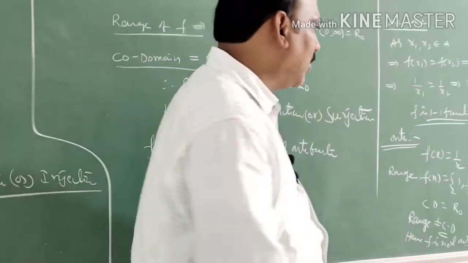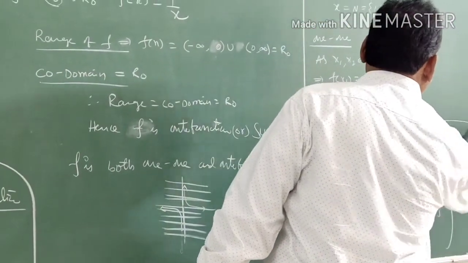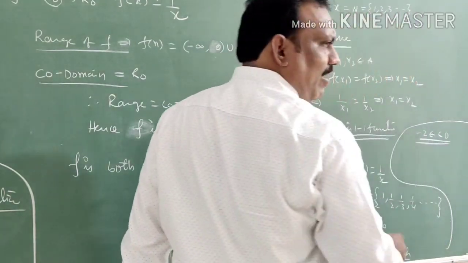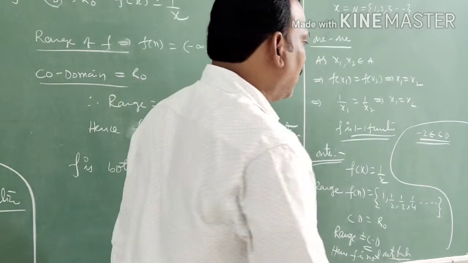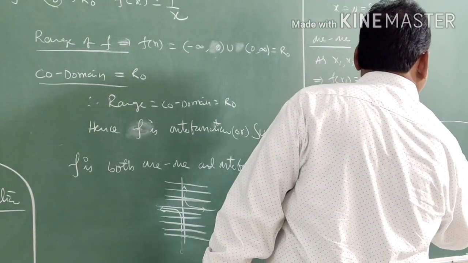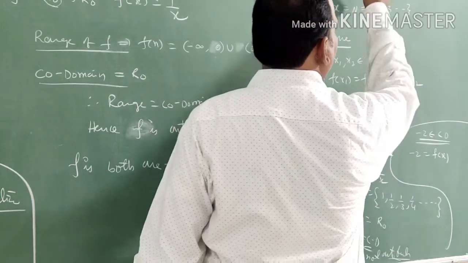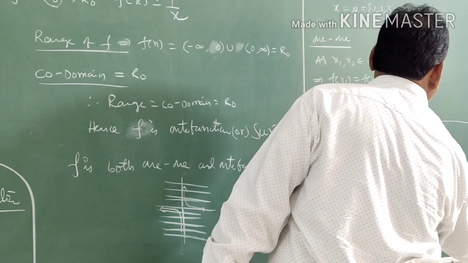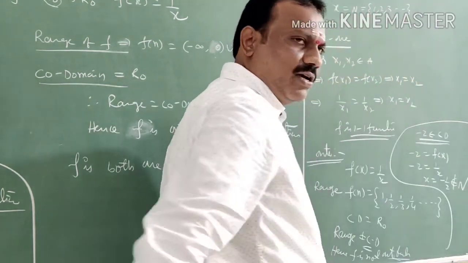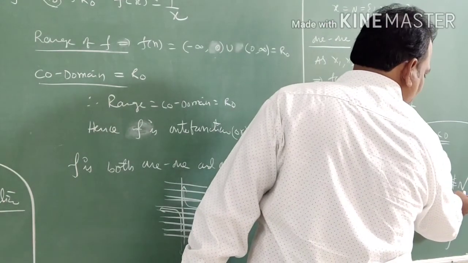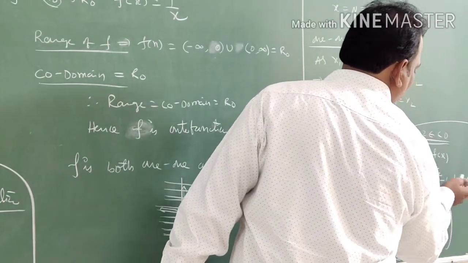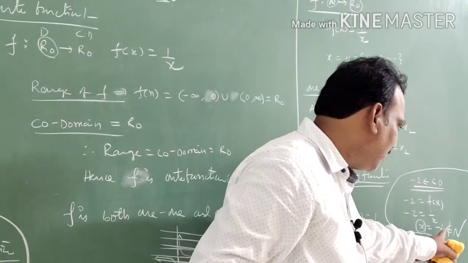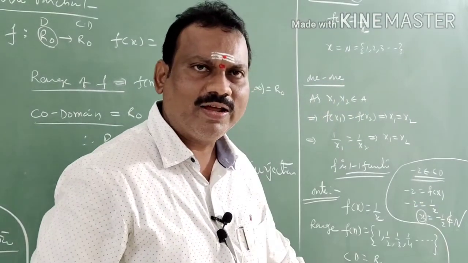If you want to give an example, you can. What is the example? Just now I told you -2 belongs to the codomain, correct or not? Why? Because the codomain is R naught. So -2 is equal to f of x. F of x is given as 1 by x. If x is equal to -1 by 2, -1 by 2 does not belong to natural numbers. Why do we take natural numbers? Because x indicates the domain. The domain must be natural numbers only, but -1 by 2 does not exist in natural numbers. That's why it is not an onto function.